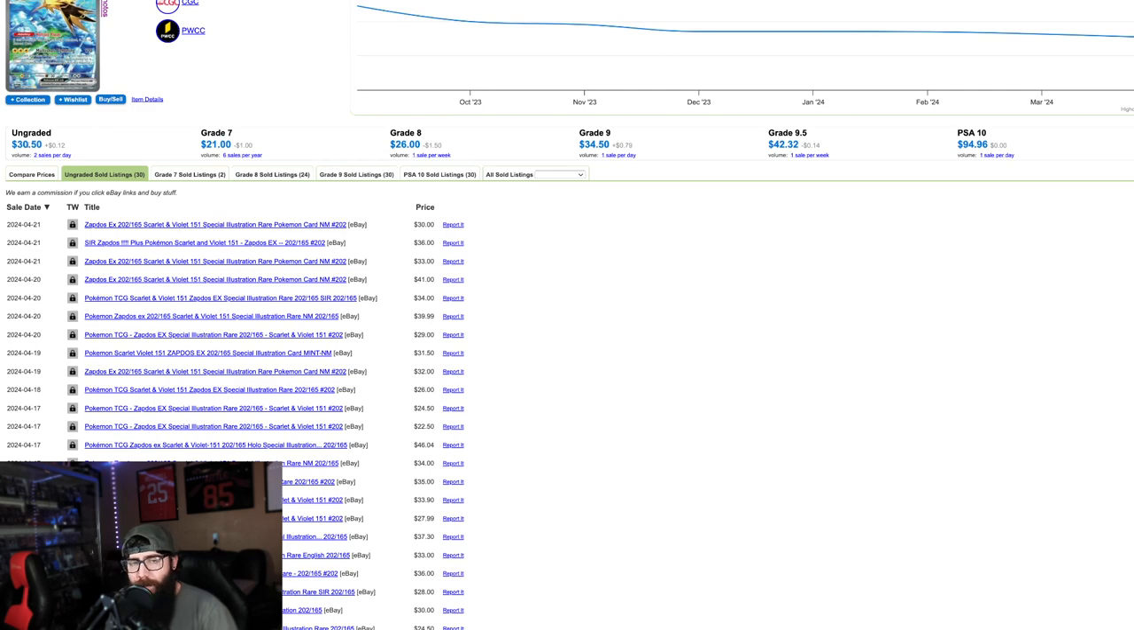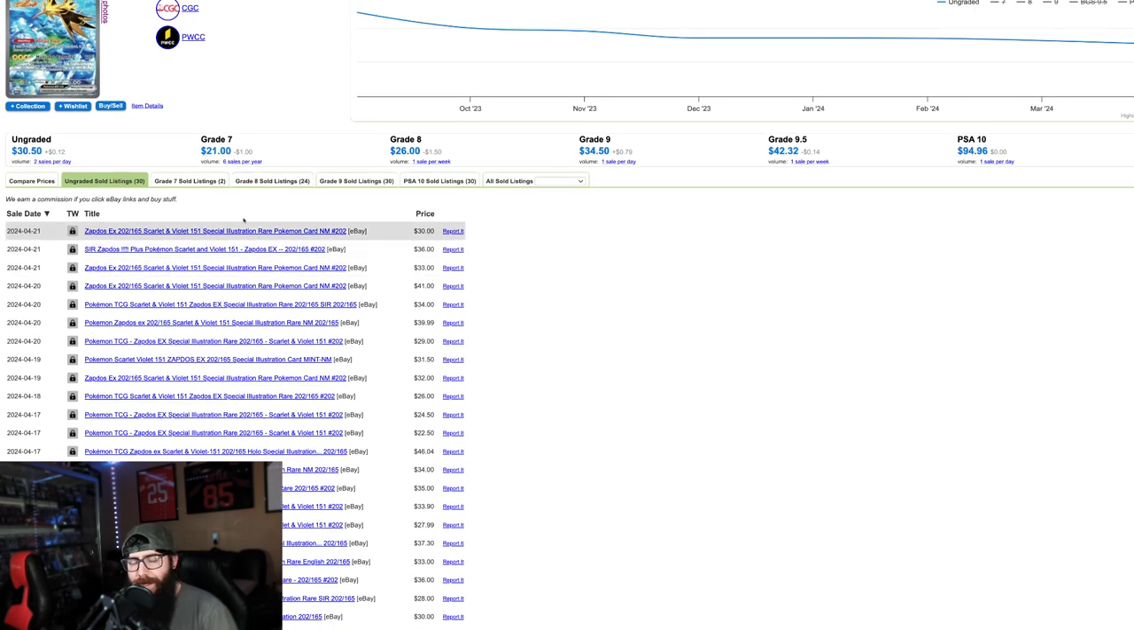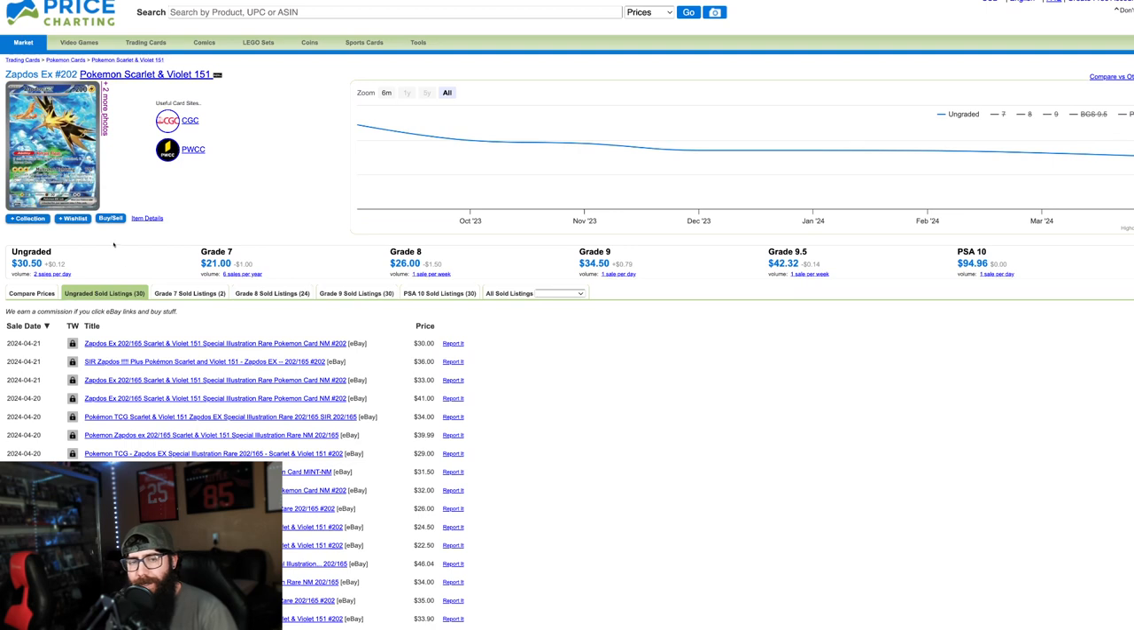Ungraded, this is going for around $30. This scans eBay and stuff, so this is a good way to check graded pricing and ungraded. PSA 10, it's going for between $90 and $195. I don't see how this is not like a $50 card, honestly. I know that would put it above the Venusaur, but I think that long term, this card is really, really sick.